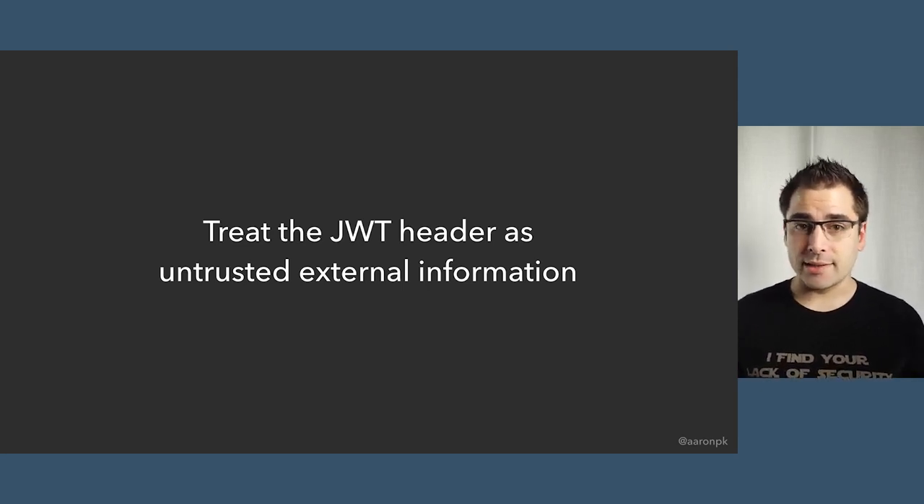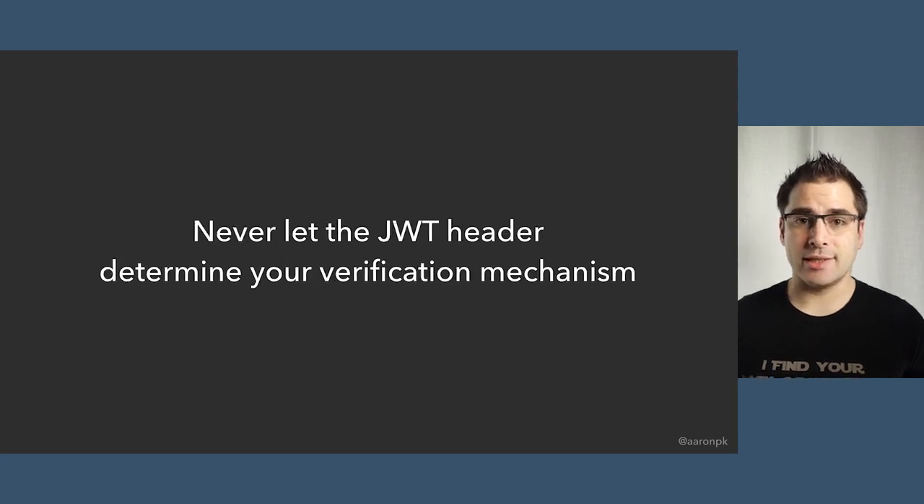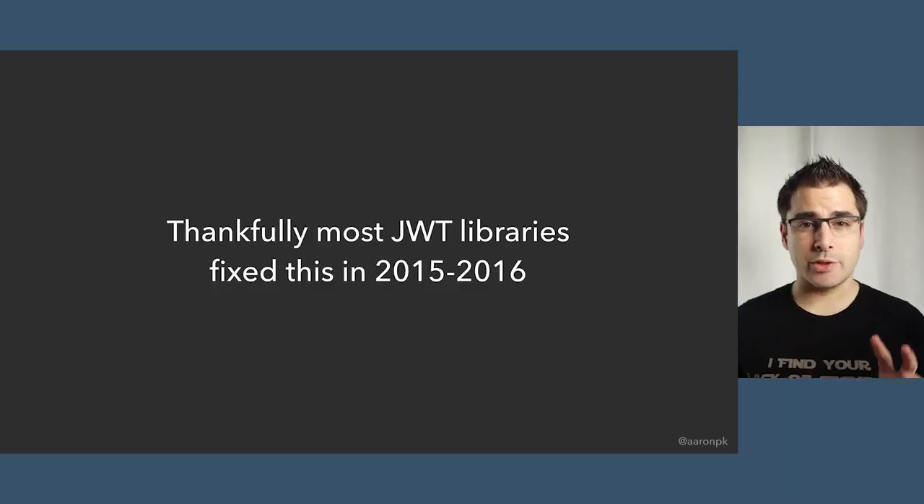Basically, never let the header determine what signing algorithm is used. Instead, when you go to validate a JSON Web Token, you should only use signing methods that you know are safe and that you know you're expecting, which is probably just the asymmetric ones. Thankfully, most JSON Web Token libraries around 2015, 2016 fixed this by requiring you to tell them which signing algorithms you are expecting when you go to validate a token. That way you can't be tricked into accepting a signing algorithm from the header itself.